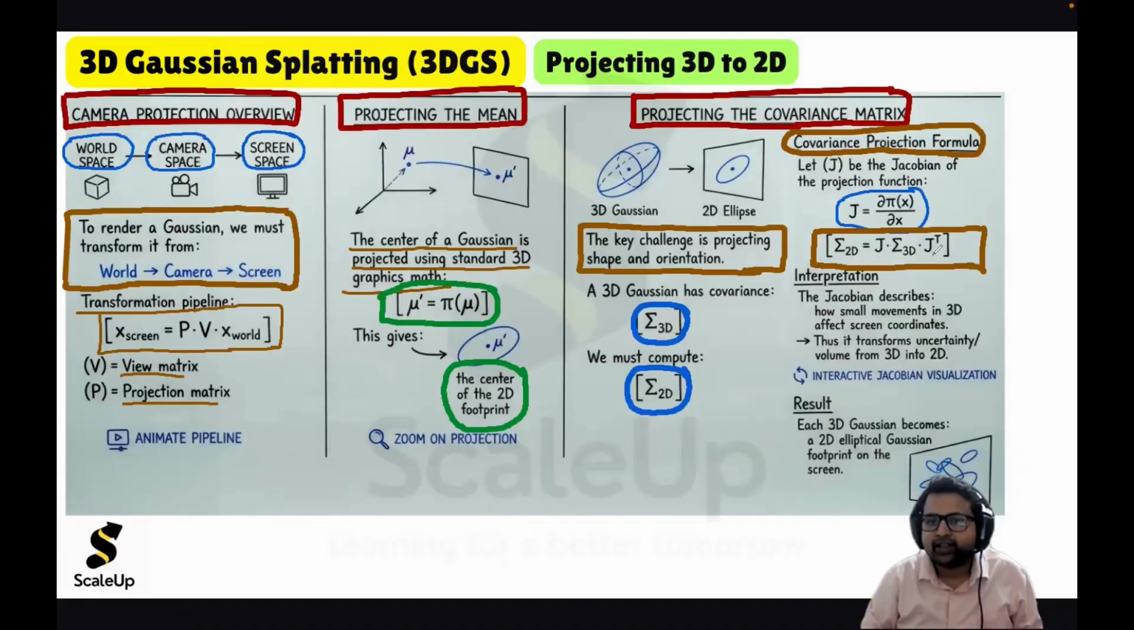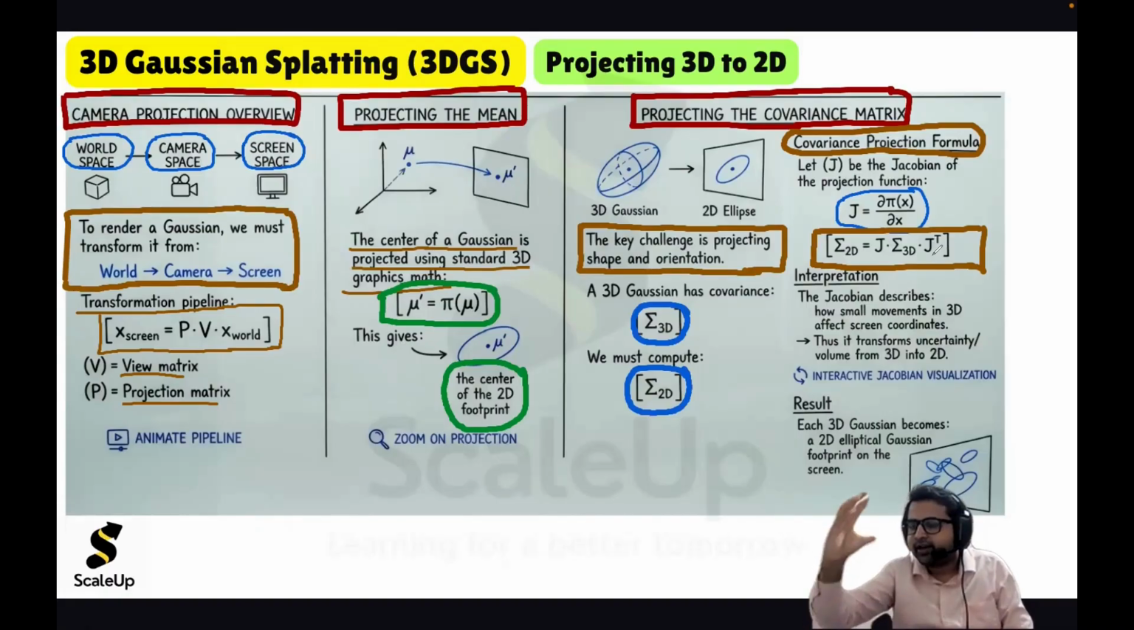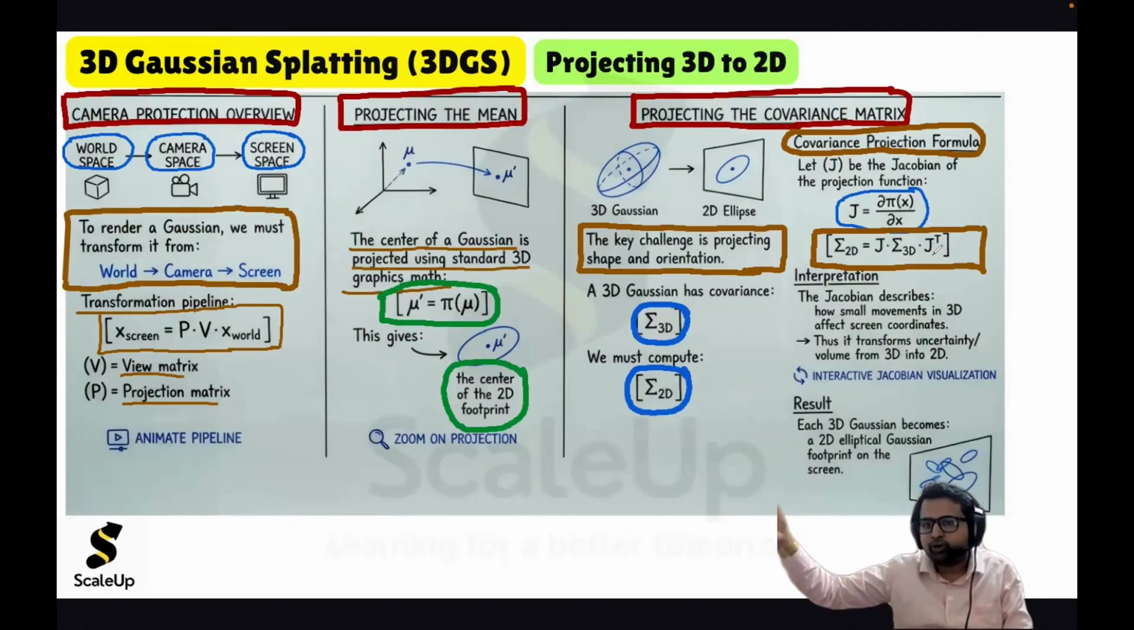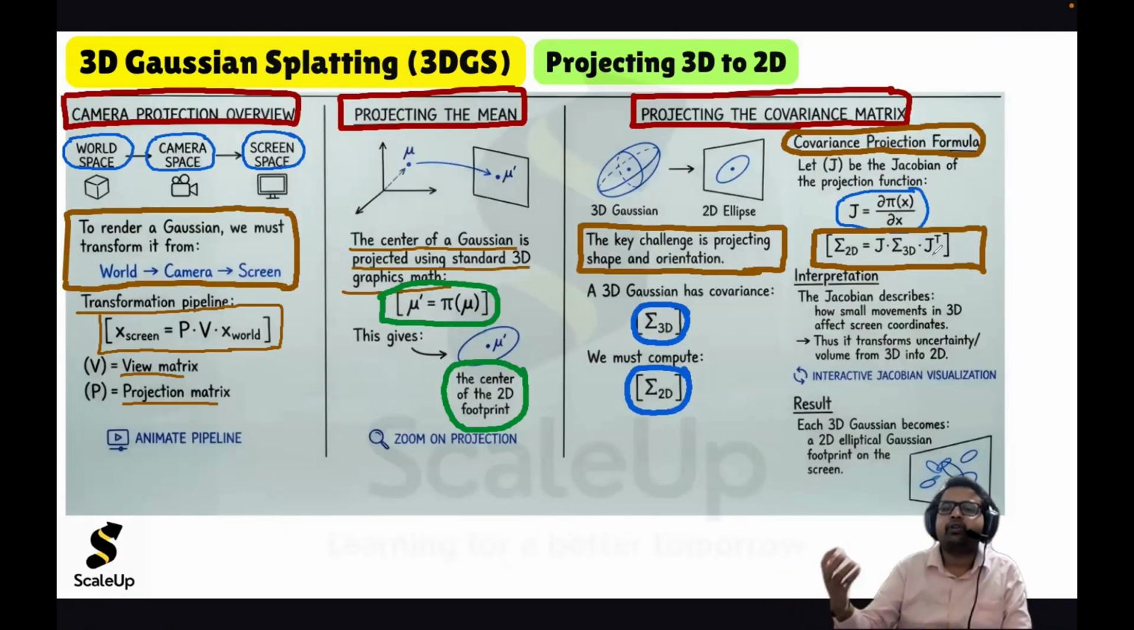This Jacobian will basically scale and take care of that, because the 3D covariance matrix contains the size, shape and orientation in 3D space. When I multiply it with the Jacobian, and multiply the result with the Jacobian transpose, the result is also a covariance matrix, a 2D one, containing the information about the size, shape and orientation of a 2D Gaussian in 2D space. Like the 2D ellipse, what will be its size, shape and orientation? We get that from this formula.